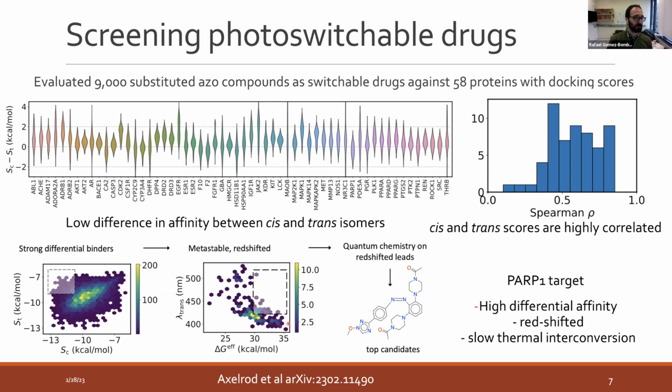And in case anybody's curious, why do I insist on the redshifting? That is because the body is transparent to red light, to infrared light. You've seen this if you've ever shone a flashlight against your hand and red light comes out. That's because your body is filtering out the blue and the other colors, but the red light makes it the deepest into the tissue. So typically folks would want to activate these drugs with the reddest possible light, which would be this metric, and have them last as long as they can, which would be this metric. So ideally we want drugs up here for high performance and up here for high differential binding.